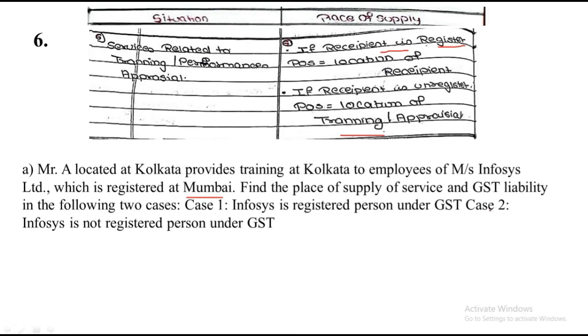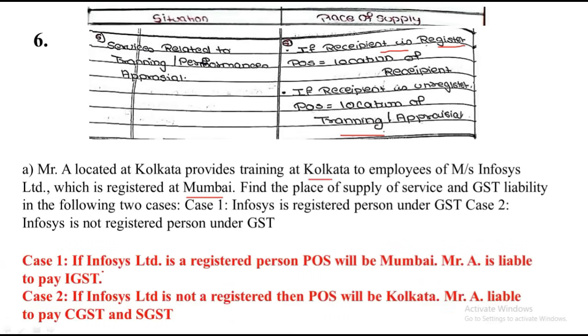And second, what will be the place of supply if Infosys is not a registered person? Again, if Infosys is not a registered person, the place where the training took place, that was at Kolkata, will become your place of supply. So there are two cases. First, if Infosys is registered, your place of supply will be Mumbai, and if it is not registered, then the place of supply will be Kolkata. Very important example.